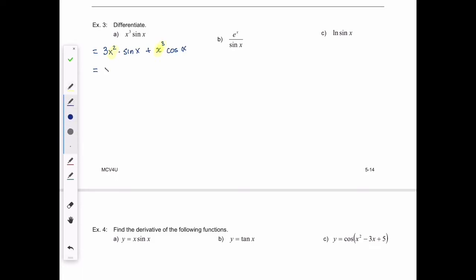So if I do that, I have x squared. And what's left is we have the 3 from in front of the x squared, sine of x, plus we have an x left, and we have the cos of x. And if I try and simplify the bracket further, I can't see anything that comes to mind, so we're kind of done.